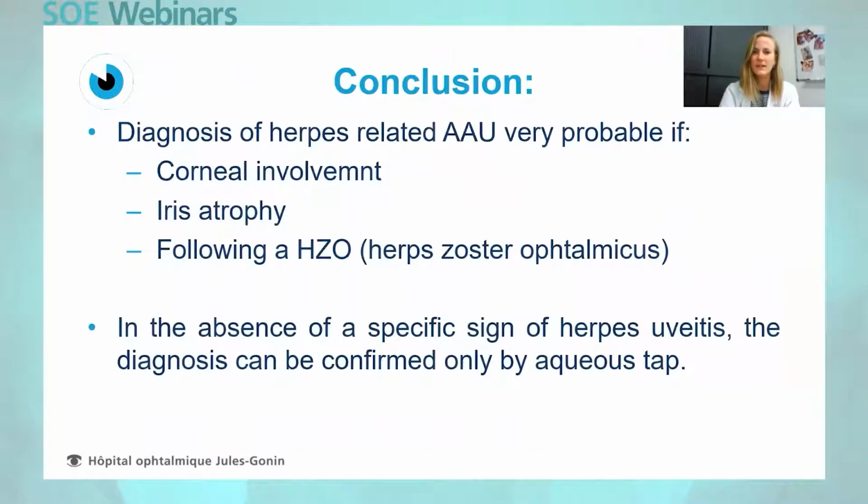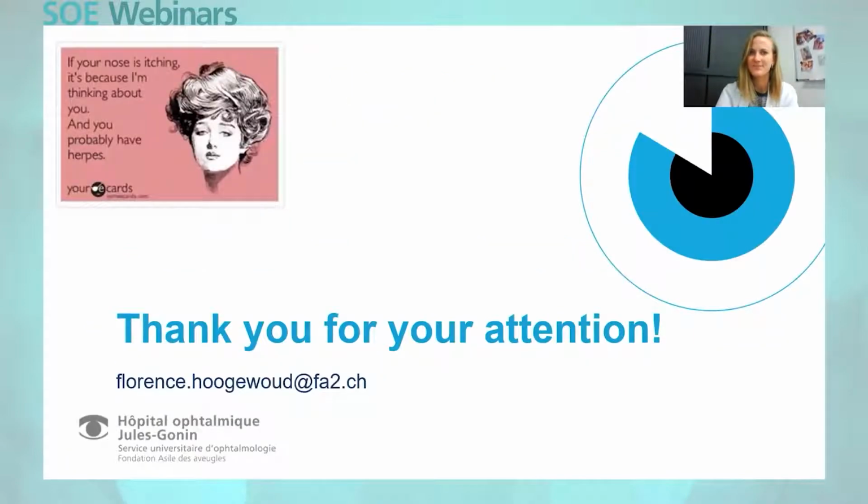So in conclusion, the diagnosis of herpetic-related uveitis is very probable if you have a corneal involvement, an iris atrophy, or if it's following zoster ophthalmicus. If you don't have those specific signs, the diagnosis of herpes is uncertain and it can only be confirmed by PCR. So I thank you for your attention. I hope you learned something and I wish you a good webinar.